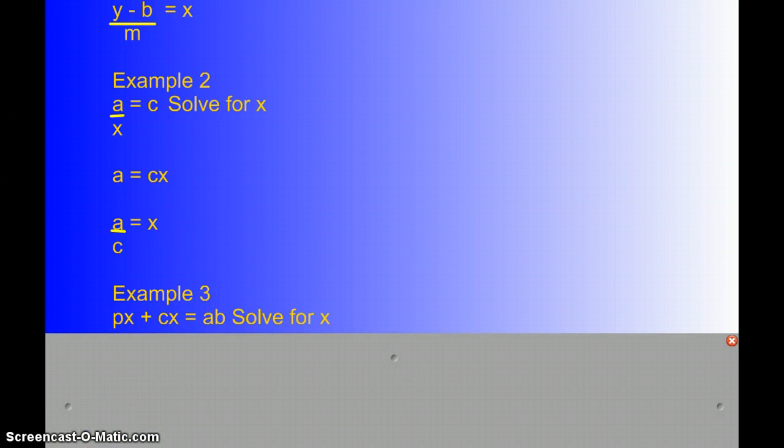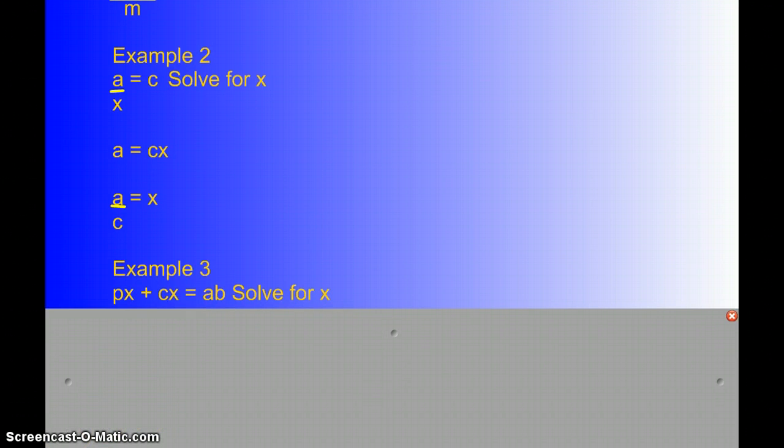For example 3, we're looking at an equation that says px plus cx equals ab, and we're asked to solve for x. The first step is the most difficult one, because when you look at that equation, you say, I can't put p and c together. Normally, those would be like terms. They're both x terms, so I could put those together. With variables, we can't do that.